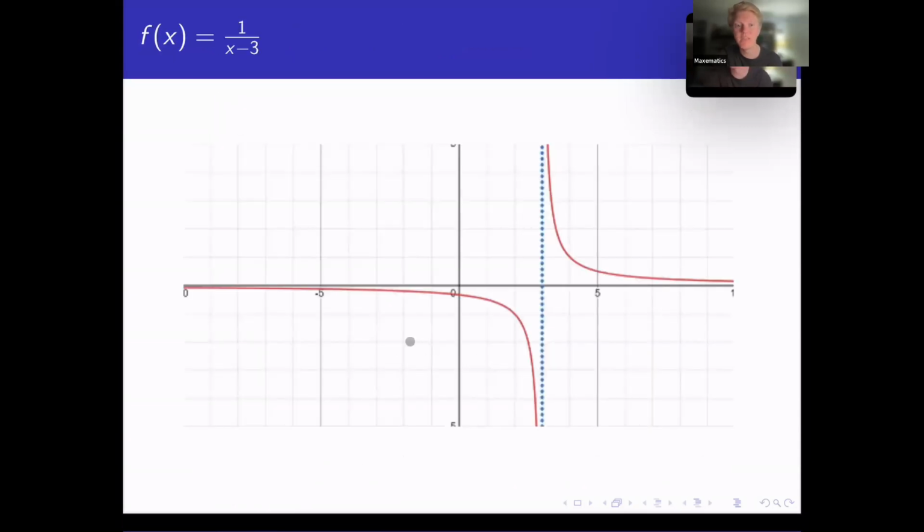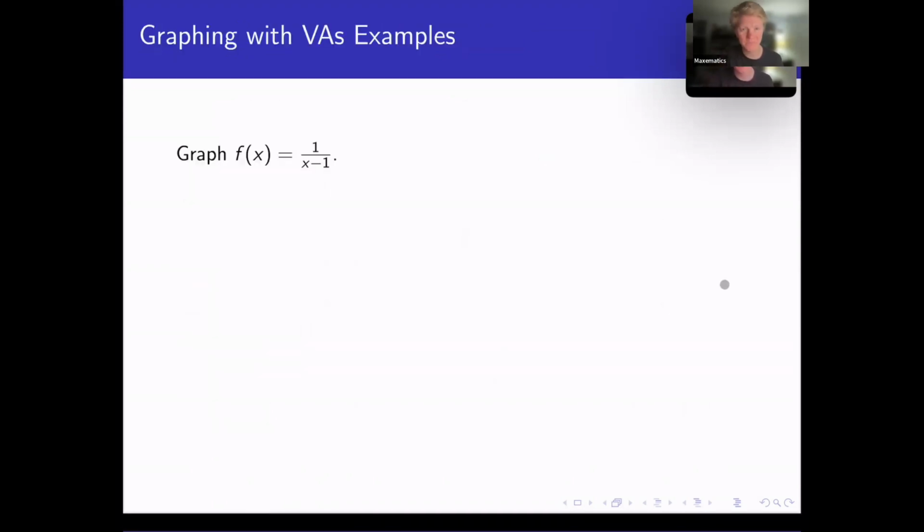So there we go. As we approach 3 from the left, as we approach 3 from the right, negative and positive respectively, just like we found. Now, this weird behavior that's happening down here, we'll come back to that. Okay, let's do the same thing, but for 1 over x minus 1.